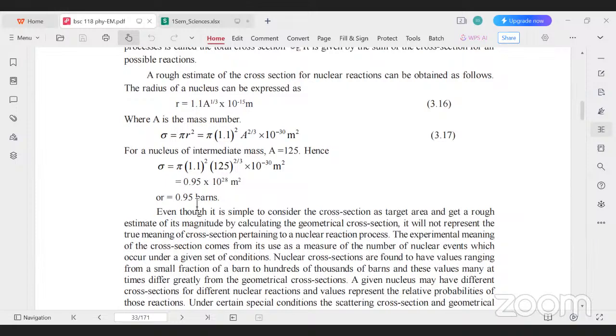Earlier there was a question: what is the unit of cross section? The unit of cross section is one barn. One barn is equal to 10 to the power of minus 28 meter square. So here, we are just finding for one unit. We are able to find for mass, and we are able to find for internal mass.